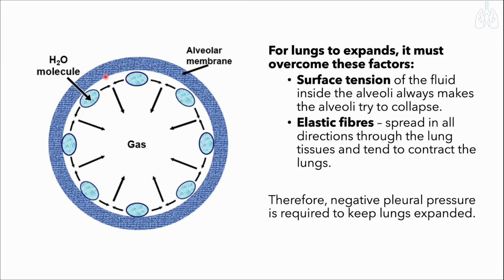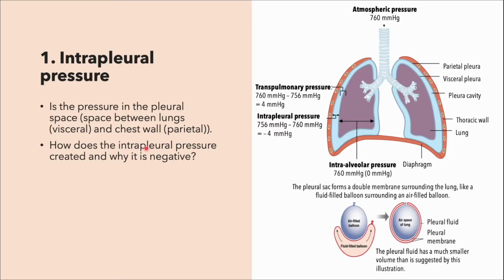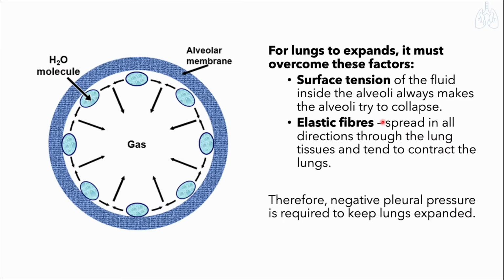So surfactant ni buat apa? Surfactant ni dia nak prevent lah water to water interaction, so that lungs ni susah nak collapse. So dia senang nak expand. Alright, so for lungs to expand, it must overcome this factor, which is the surface tension of the alveoli. So ni lah kita panggil surface tension tadi, dia asyik nak collapse je. And you have the elastic fiber by which the lungs dia akan easily recoil. Alright, so the negative intrapleural pressure will help the lungs to expand and make it easy for the air to come in.